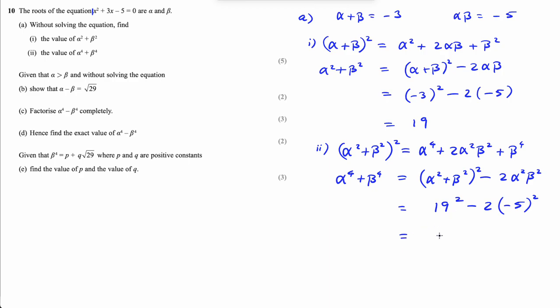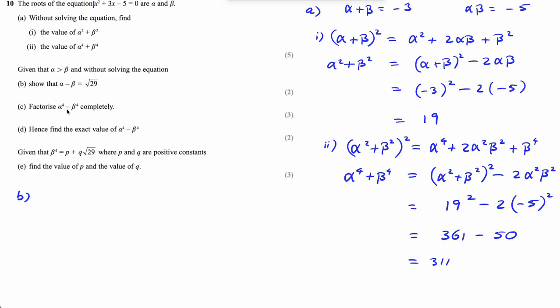19 squared is 361. Minus 2 times 25 is 50, minus 50. So this is, again, guys, feel free to use your calculator, but that is 311. Okay, that's part A. Part B.